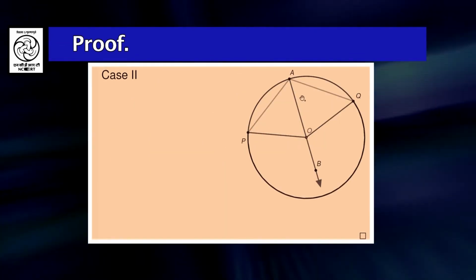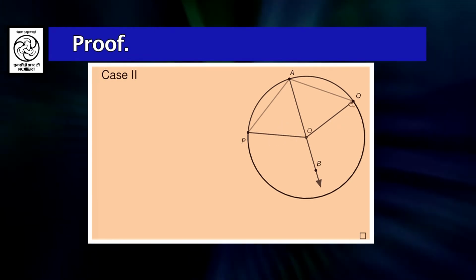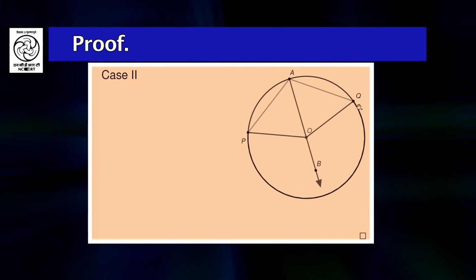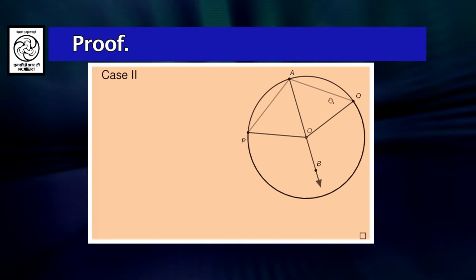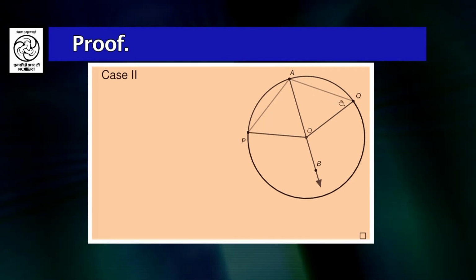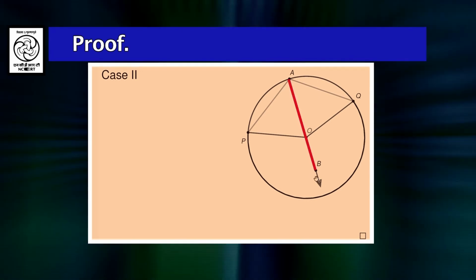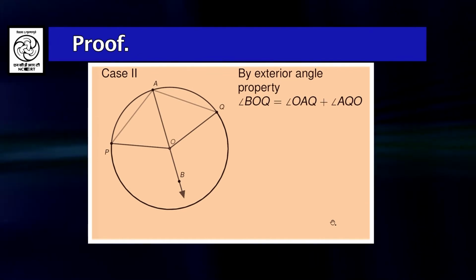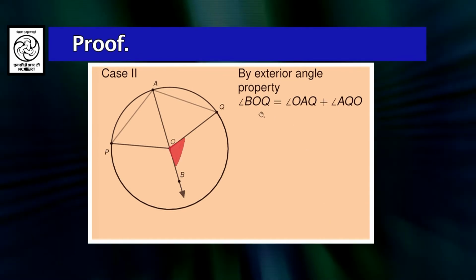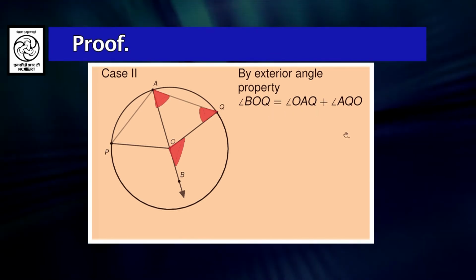Case 2. In this case, the angle POQ is greater than 180 degrees. That means arc PQ is a major arc this time, and A is a point on the minor arc PQ. So, same as before, we will join AO and extend it toward B. So, by exterior angle property, angle BOQ is equal to angle OAQ plus angle AQO.